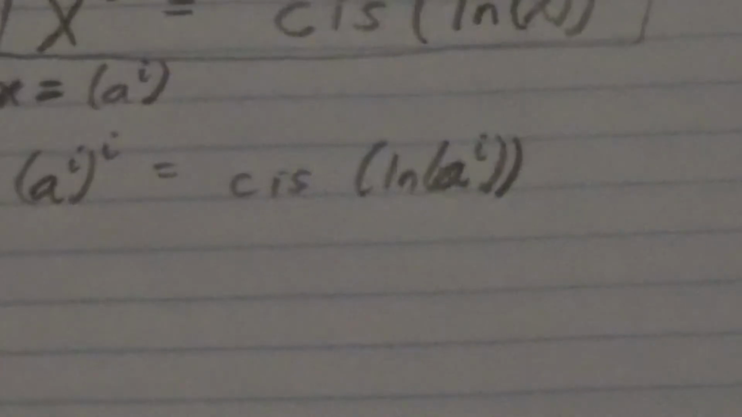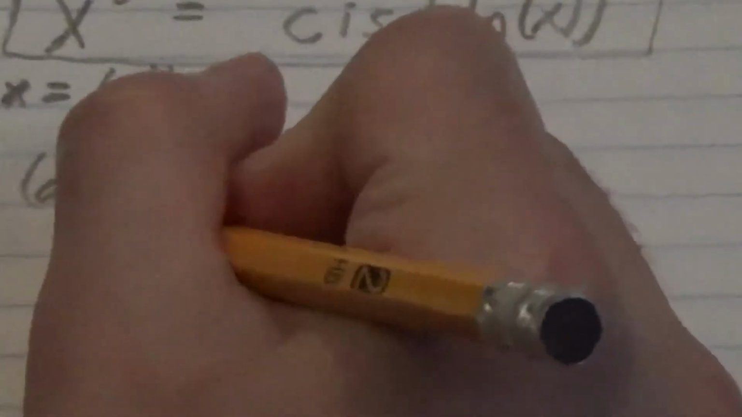We can even move on from there and say, well, what is something to the i to the i? Well, we can multiply these exponents together by one of the laws of exponents, and i times i is negative 1, so it's really a to the negative 1, or a inverse, really equal to 1 over a.